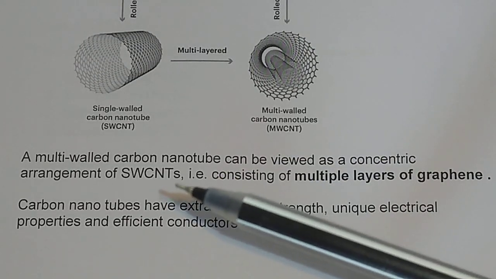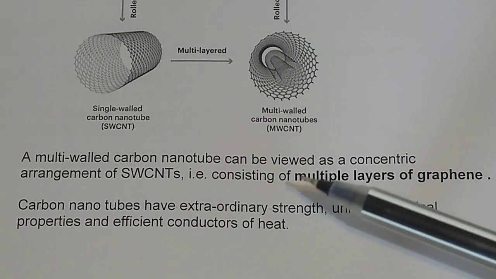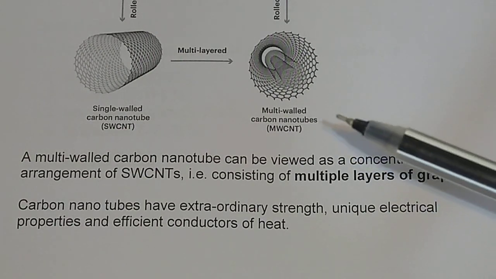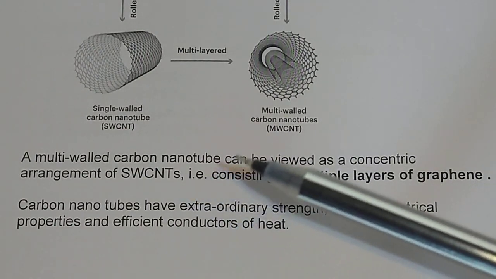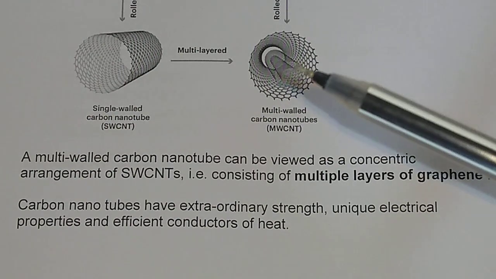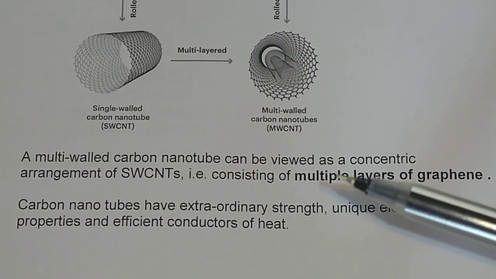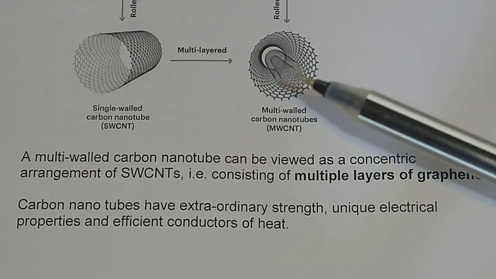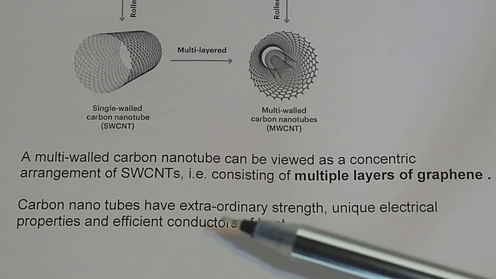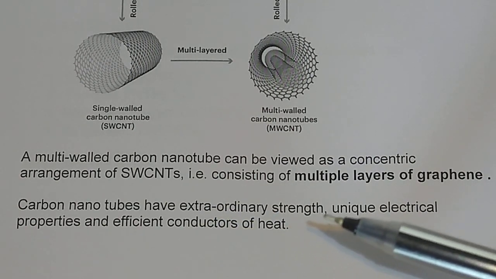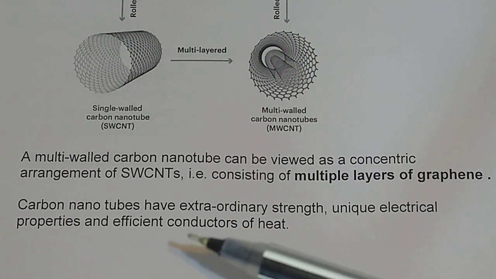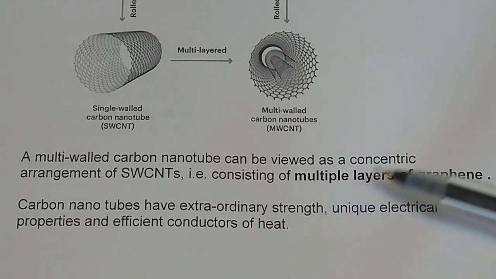So you can say a multi-walled carbon nanotube can be viewed as a concentric arrangement of single-wall carbon nanotubes as shown in this figure, that is, it consists of multiple layers of graphene. Carbon nanotubes have extraordinary strength, unique electrical properties, and are efficient conductors of heat.